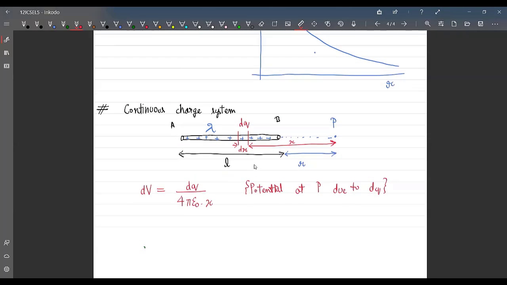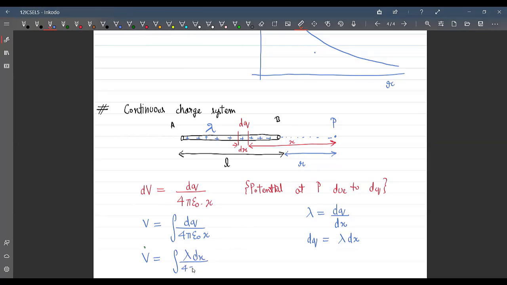If you want to find the potential due to all the other charges, you'll have to integrate. So you will write V is equal to integration of dq divided by 4 pi epsilon naught x. But I have to replace dq and write it in terms of dx. So I know lambda is charge per unit length. Lambda is dq by dx. So dq can be written as lambda into dx. dx is a small length, the length of the charge.